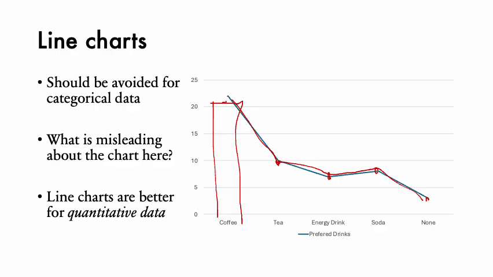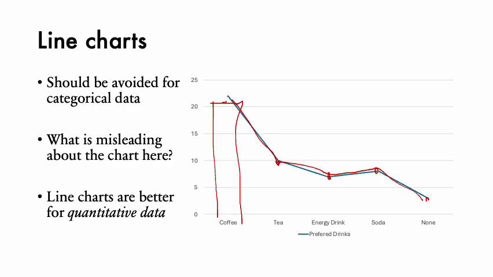Now, the problem with line charts for categorical data like this is that it does seem to suggest a connection between the different categories. And remember, we said we want to make sure that people know that the categories are separate and that they're not connected. So that's inherently misleading or problematic, that we're making those connections between our categories.